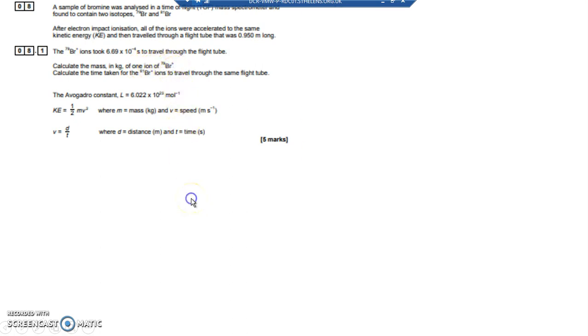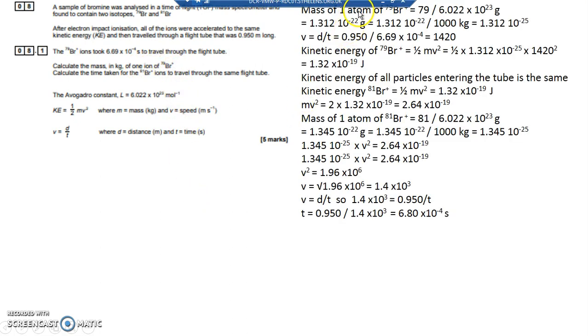Well, let's do that first of all. So the mass of one atom of 79Br. To work out 1 mole of atoms of 79Br 1+, you can forget about the 1+, by the way. It's just lost an electron. The mass of an electron is negligible, so a 79Br+ ion and a 79Br atom are the same. 1 mole has a mass of 79 grams. That is Avogadro's number of particles in a mole.